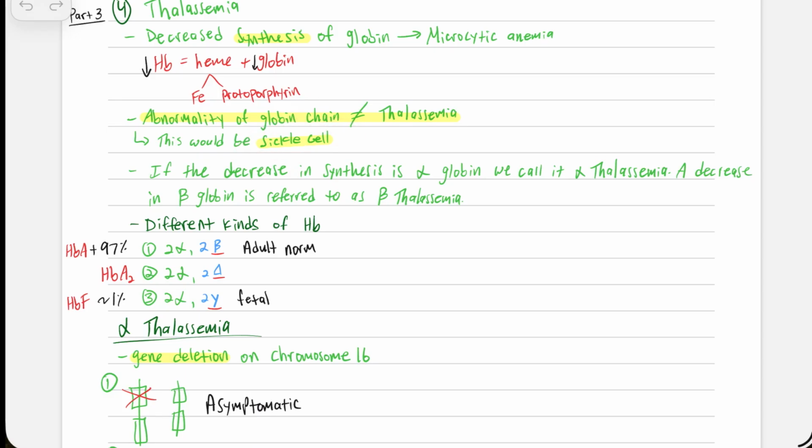So that's an important caveat. Thalassemia is a problem when we have decreased synthesis of globin. We're not making enough globin. But it is not an abnormality of globin. There's nothing wrong with the globin we're making. We're just not making enough of it. If the decrease in synthesis is alpha globin, we call it alpha thalassemia. And if it's a decrease in beta globin, we call it beta thalassemia.